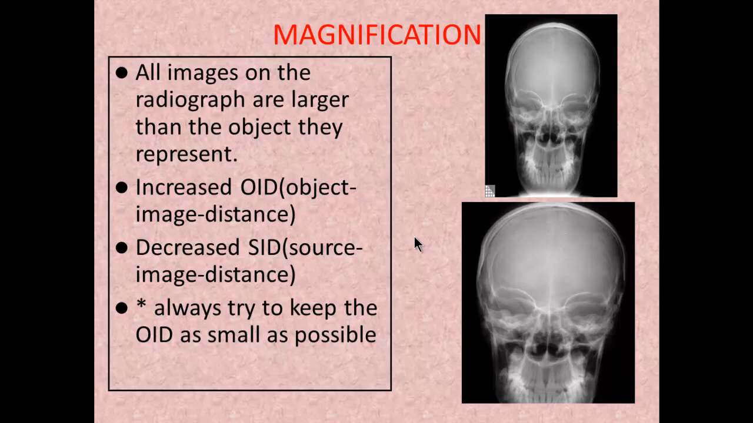So again, magnification leads to either a smaller or bigger image, and whenever we increase our magnification, which would be done with a larger OID or a lower SID, that's bad for both our detail and our distortion. So our goal is to always keep the OID as small as possible and increase the SID whenever possible. Again, this is the rationale for doing a chest at 72 inches versus doing it at 40 inches.